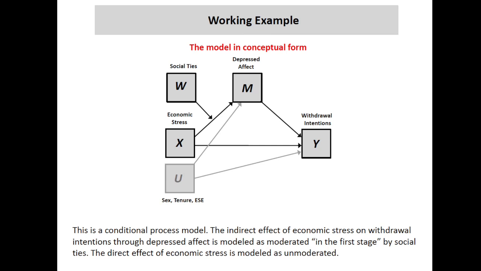Right, so let's go back to our example. Here's the model that I started with. I said, here's where we're working towards. Well, here we are. This is the model that I've showed you at the beginning of this talk. It's a conditional process model. It proposes the indirect effect of economic stress on withdrawal intentions due to depressed affect is modeled. It's moderated at the first stage by social ties. But we're not allowing the direct effect of stress on withdrawal intentions to be moderated. That's a decision that we're making in the modeling phase.